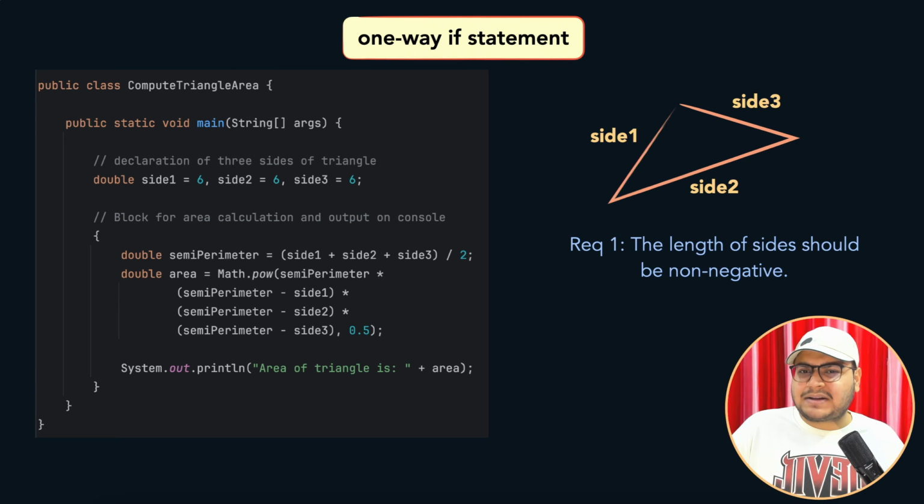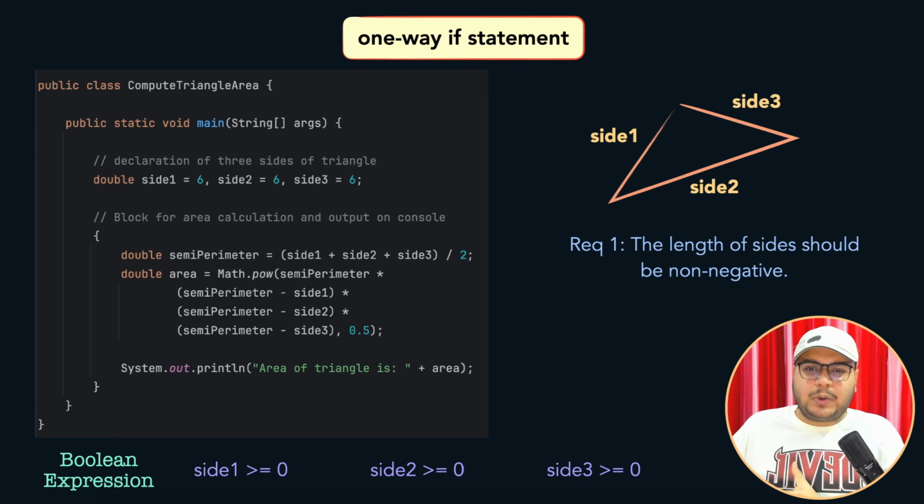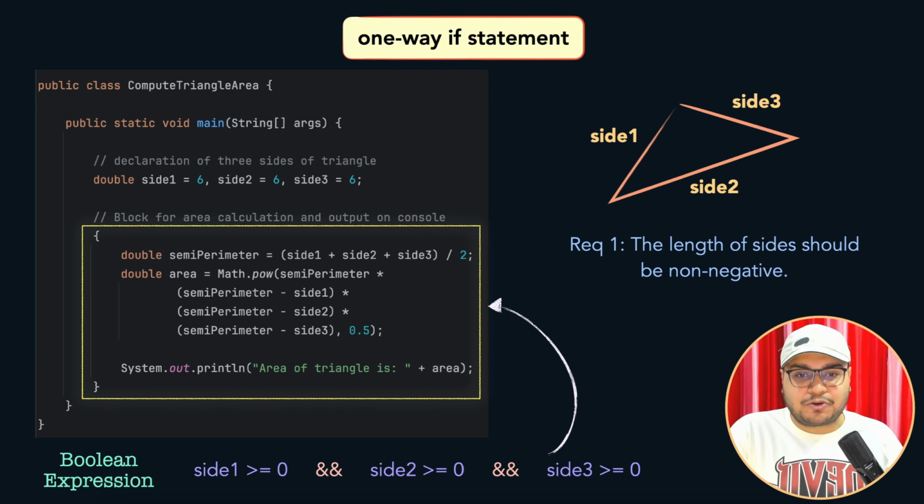But that is a mathematical requirement. We need to translate this into a logical statement first so that our computer can understand. This is where Boolean expressions come into the picture. The requirement basically means that side 1, side 2 and side 3 should all be greater than or equal to 0, and they will be connected using a logical AND operator, as we want all three conditions to be true before calculating the area. Let's plug this requirement into our code block and see its control flow graph.